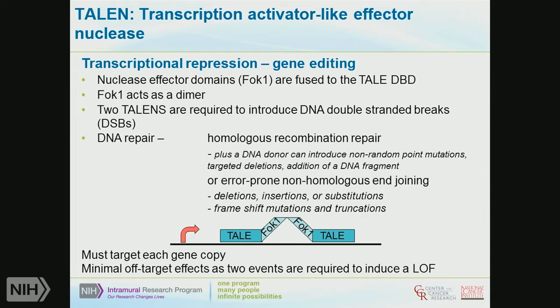Alternatively, you can use error-prone non-homologous end joining. This will allow for error-prone repair, which can give deletions, insertions, substitutions, lots of different frame shift mutations. If you do this early enough in the gene structure, in an early exon, it will now result in a loss of function phenotype, because you can no longer make the transcript. So this is a lot more powerful, because you have more events and a lot more options as to how you're going to induce your loss of function.